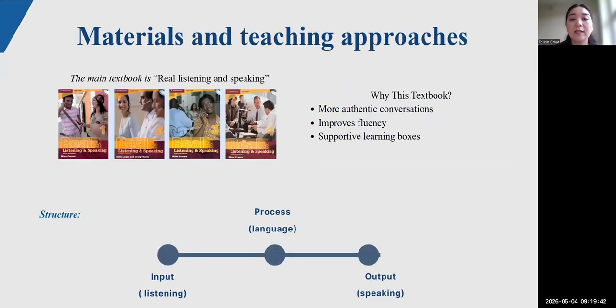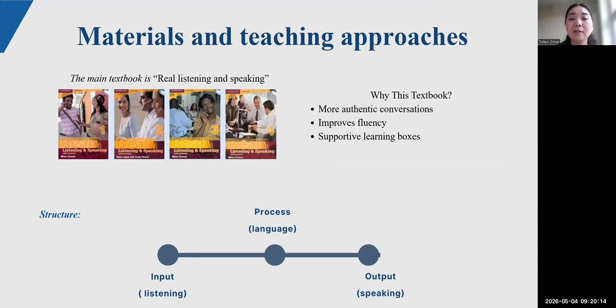Finally, I will briefly discuss the materials and the teaching approaches. The main textbook used in the course is Real Listening and Speaking, specifically at the B2 level. This textbook was selected because it provides authentic listening materials, real-life conversations, and a variety of communicative tasks that support fluency development. The structure of each unit follows a clear sequence: input, process, and output.